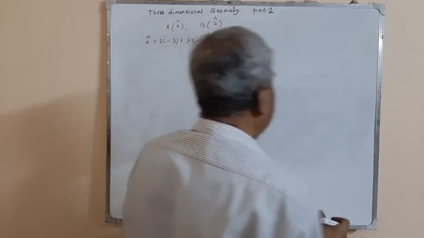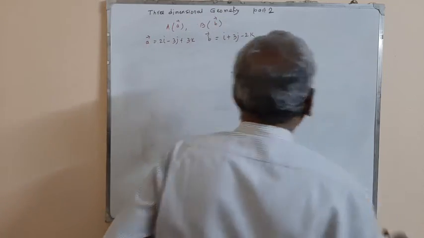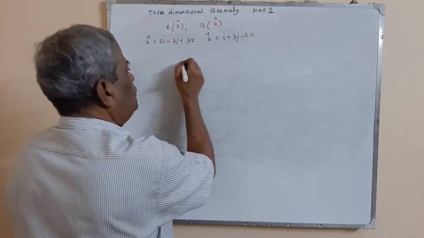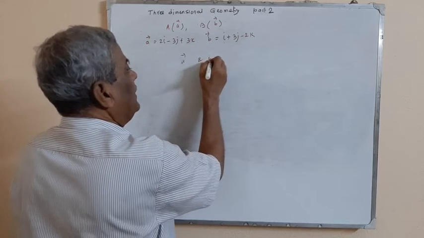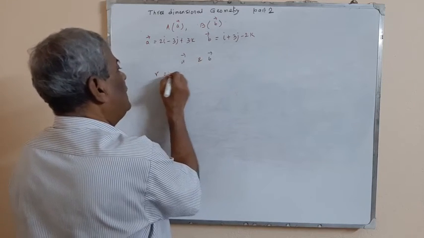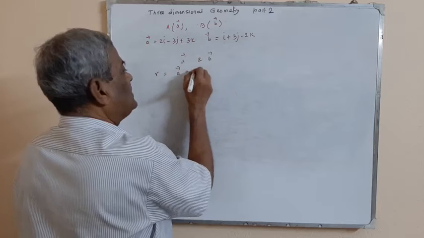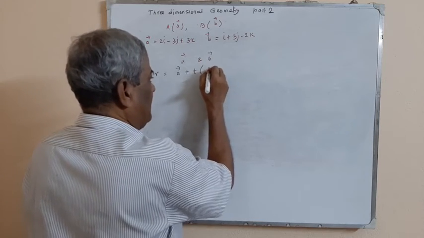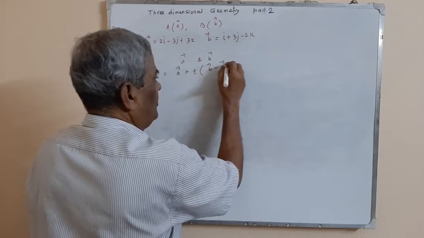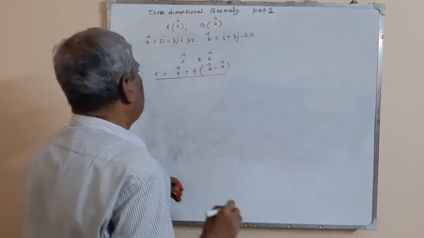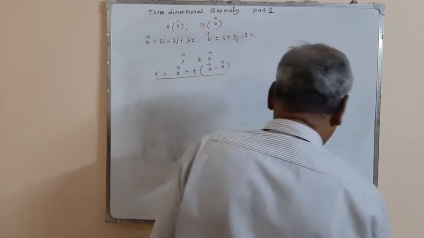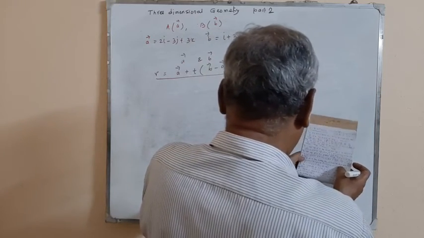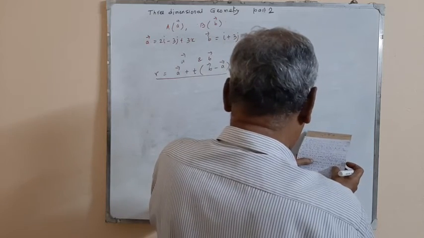Achha, we know that the vector equation of a straight line which passes through A and B is r is equal to A vector plus some constant into B minus A vector. We know it. So, options are not yet given. Oh, every time I am forgetting it.